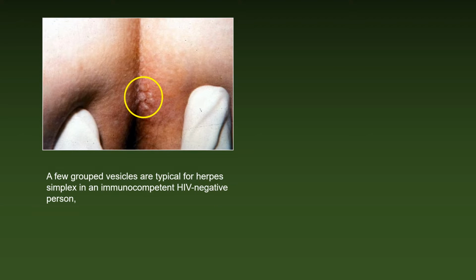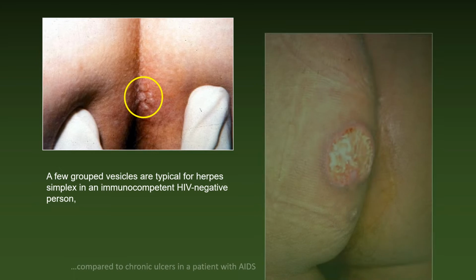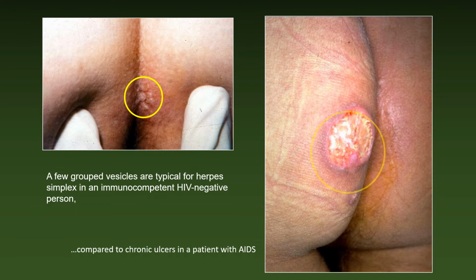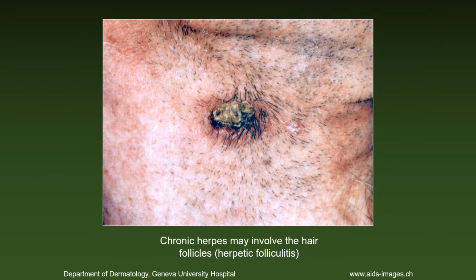The story is basically the same for genital lesions, mostly caused by herpes virus type 2. A typical example of recurrent herpes virus infection in the immunocompetent person contrasts with a large chronic ulcer in AIDS. Chronic herpes may involve the hair follicles: herpetic folliculitis.